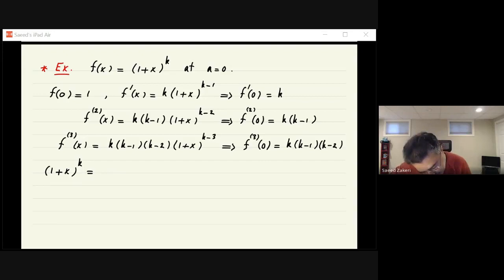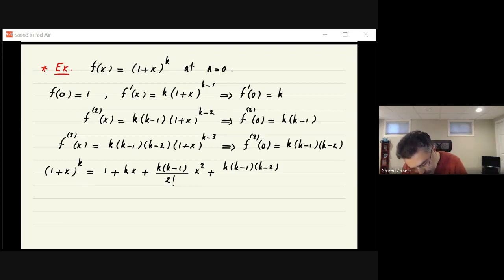So it starts with the constant term 1, plus f prime of 0 times x, so it's kx, plus f double prime at 0 over 2 factorial times x squared, so it's k times k minus 1 over 2 factorial times x squared, plus the third derivative at the origin, which is k times k minus 1 times k minus 2 divided by 3 factorial, namely 6, times x cubed, and so on.